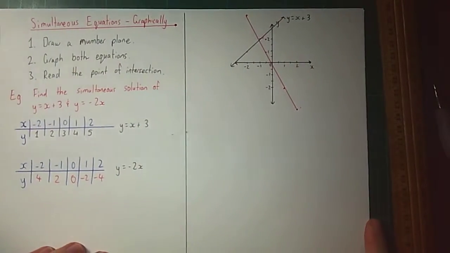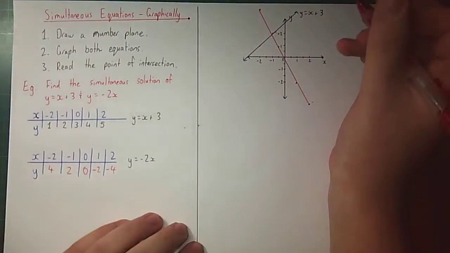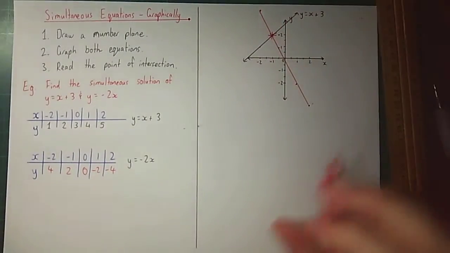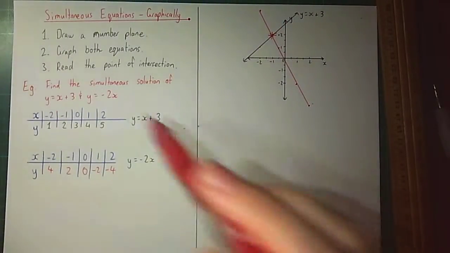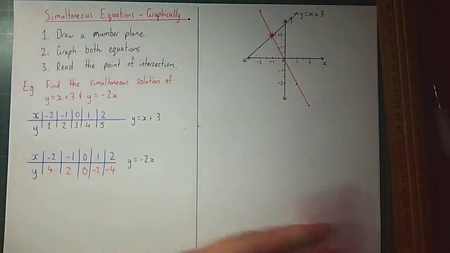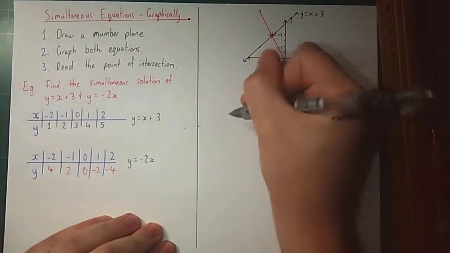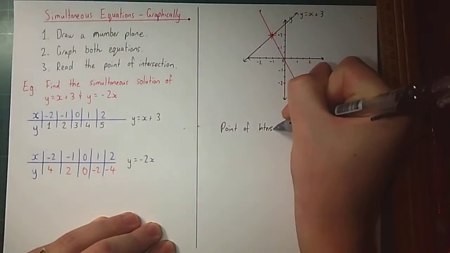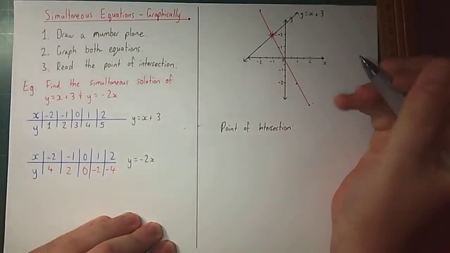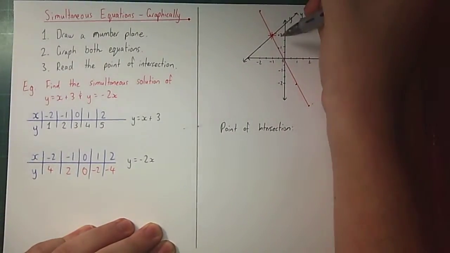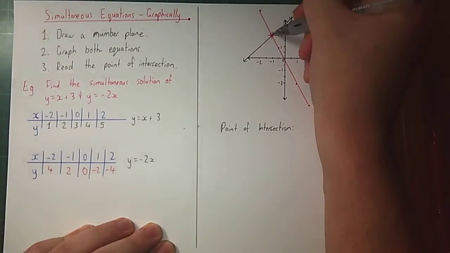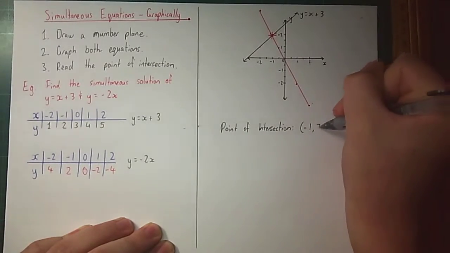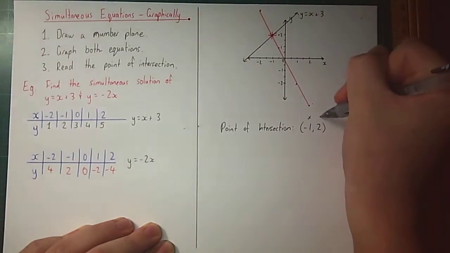Just to get the idea of what we're trying to get across, what we can see is that there's one point of intersection, this point here. Now we've graphed both equations, we can read off the point of intersection. The point of intersection is the point where both of these lines meet, and in this case it's minus 1, positive 2. So minus 1 is our x value, and 2 is our y value.